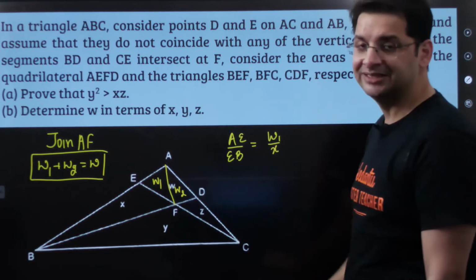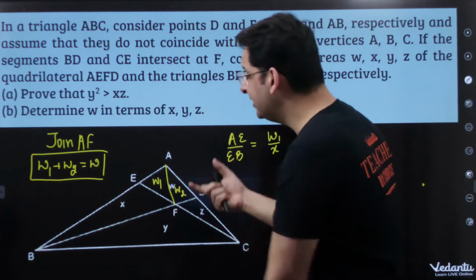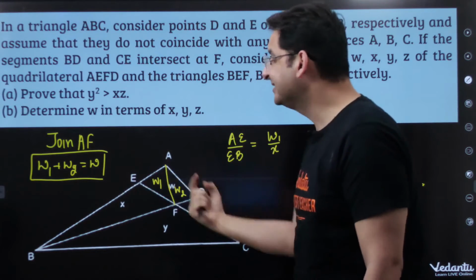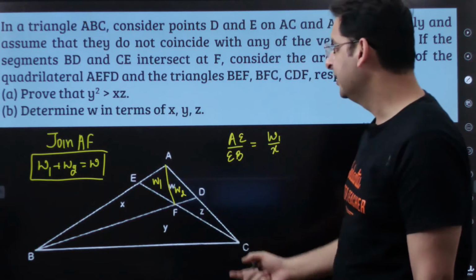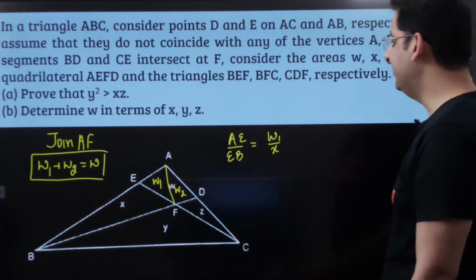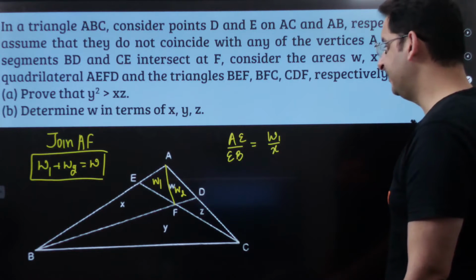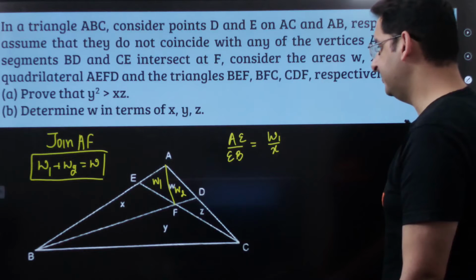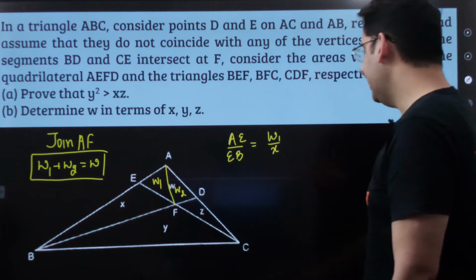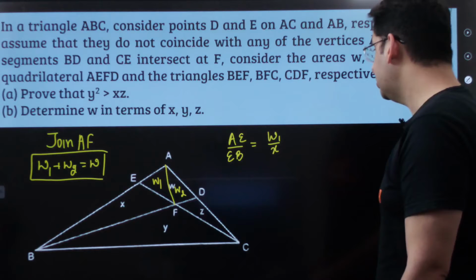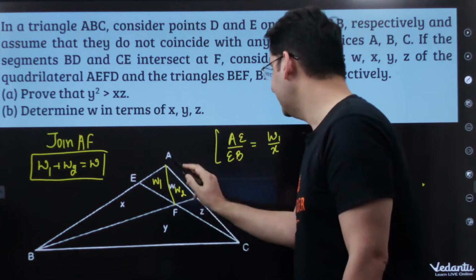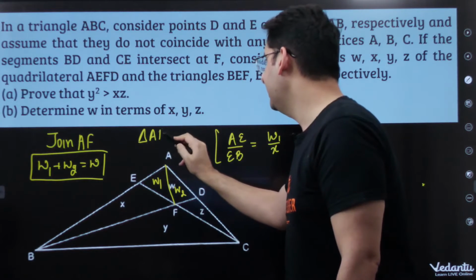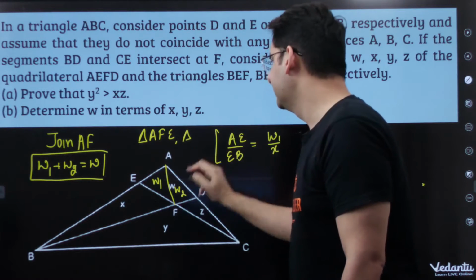It should be very clear to each and everyone, because these two triangles have different bases but the same vertical height, right? The vertical height would be the height from F to this side AB. So AE upon EB is W1 upon X. Also guys, AE upon EB, if you look at the triangles again, we consider these two triangles AFE and triangle BFE.